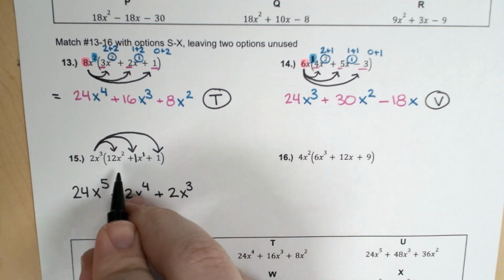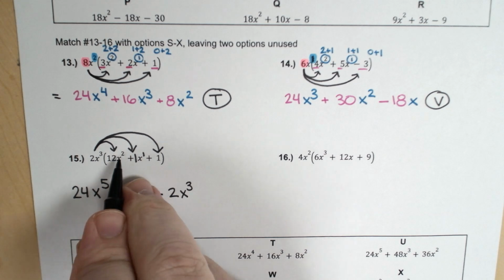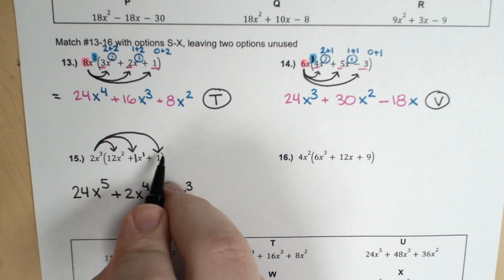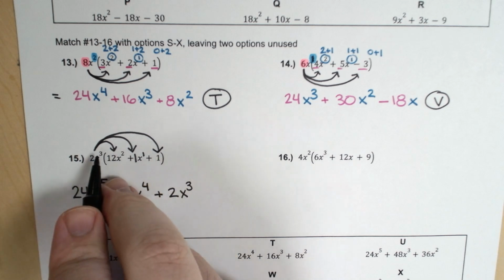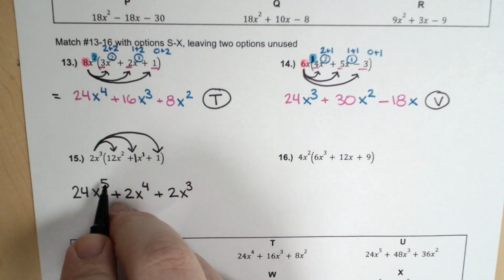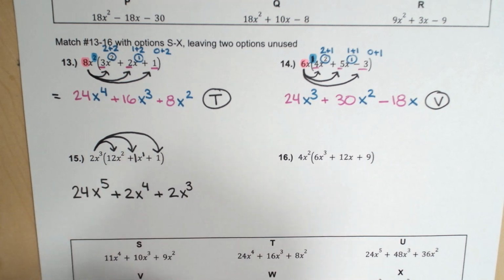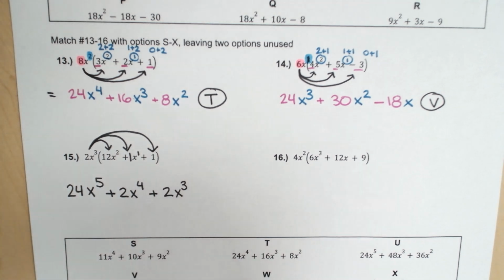Another thing you'll notice is that, like in the polynomial here, you had a power of 2, a power of 1, and then no power at all. Well, if all of those are going up by 3, they're still descending from 5 to 4 to 3 instead of 2 to 1 to none. So 24x to the 5th plus 2x to the 4th plus 2x cubed, that is option W.